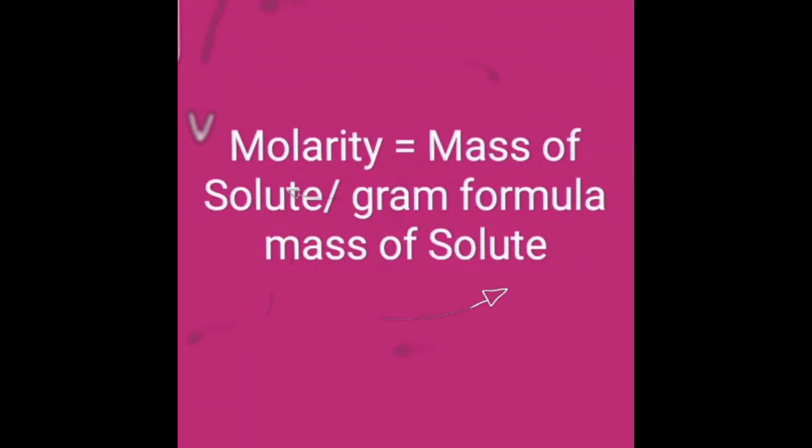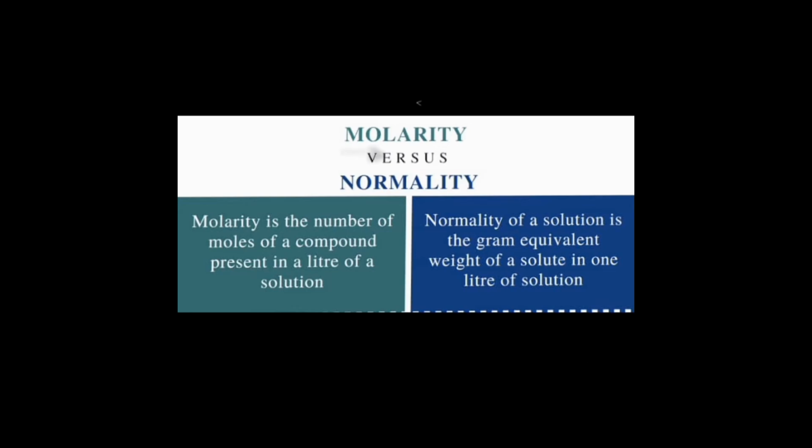This is the formula for the molarity. Molarity is equal to the mass of solute upon the gram formula mass of the solute. It means you have to find the molarity in this way. About the difference between molarity and normality: molarity is the number of moles of a compound present in a liter of solution. Normality of a solution is the gram equivalent weight of a solute in 1 liter of solution.